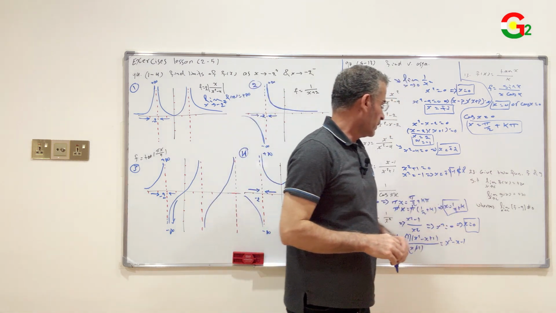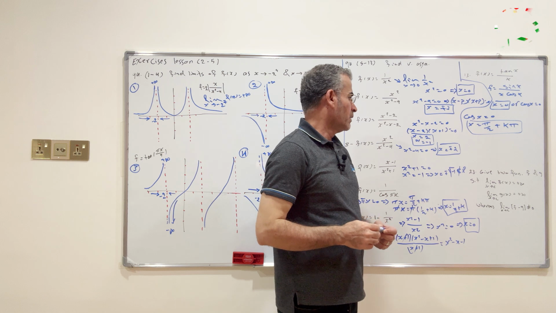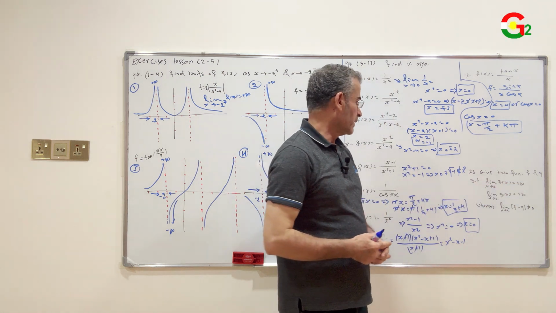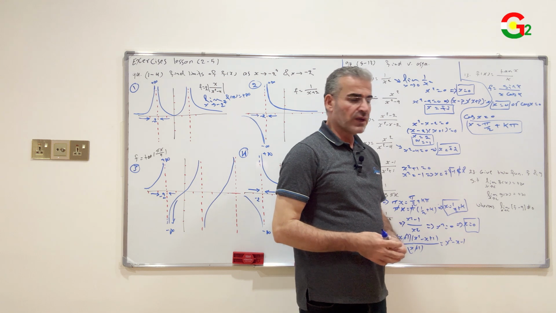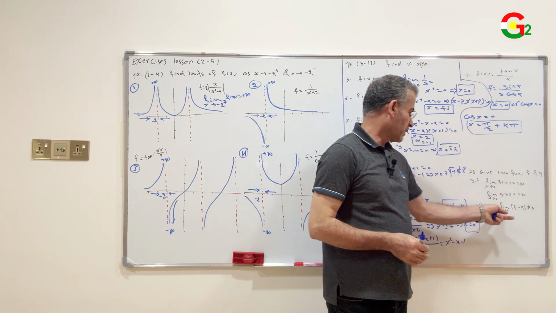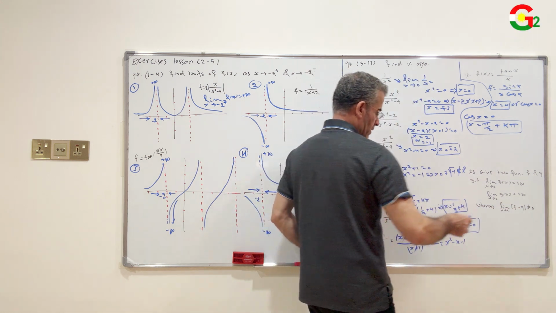Question number 23. Give two functions f and g such that the limit of f of x when x approaches c equals positive infinity, and the limit of g of x when x approaches c also equals positive infinity, but the limit of the difference of these two functions is not equal to 0.